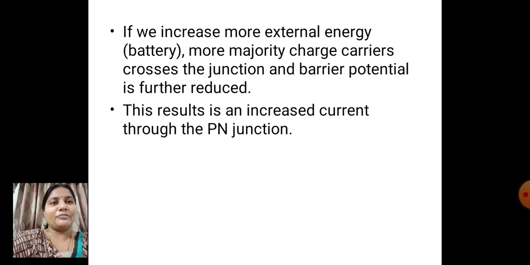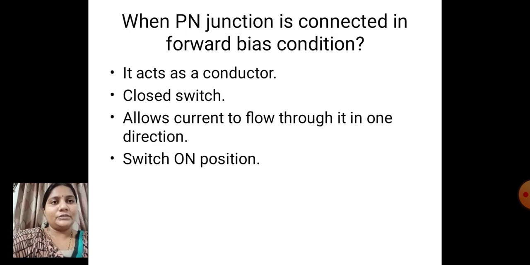What is the behavior of a PN junction diode? So we can simply conclude the behavior of a PN junction diode when it is connected in forward bias condition here. The PN junction diode will simply act as a conductor and a closed switch, and it allows the current to flow in one direction, which is from positive to negative side, and it is in a switch on position. Clear?